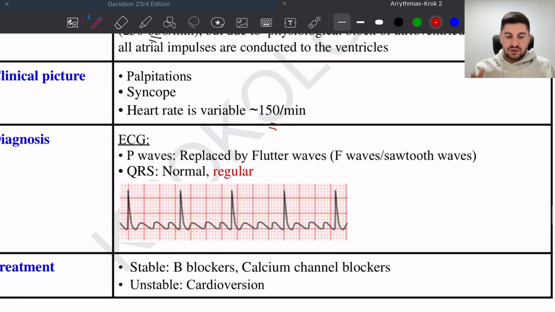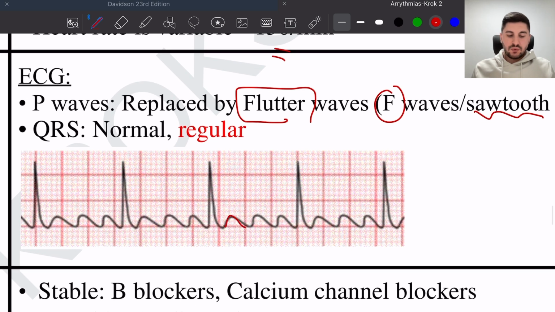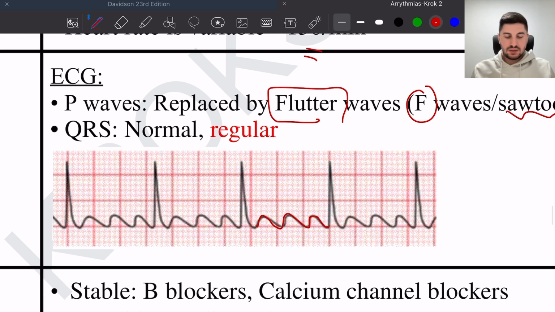The heart rate is about 150, and the ECG is most important. The P waves are replaced by flutter waves. It's called atrial flutter, so they will call these waves flutter waves. They are big F waves. So in atrial fibrillation, we call them small f. In atrial flutter, they are big F waves, and sometimes we call them sawtooth waves. So they look like sawtooth, like this.